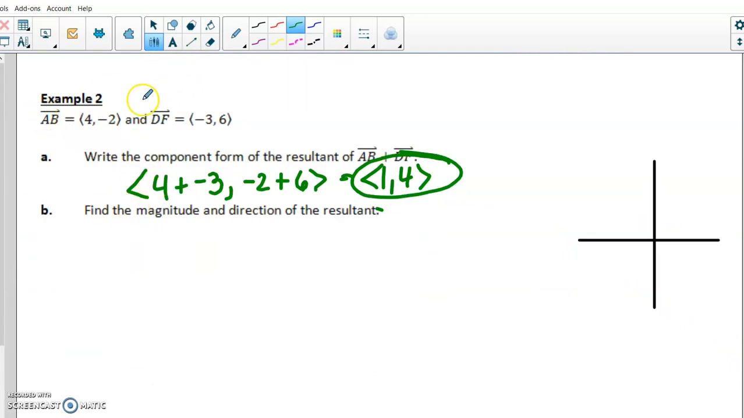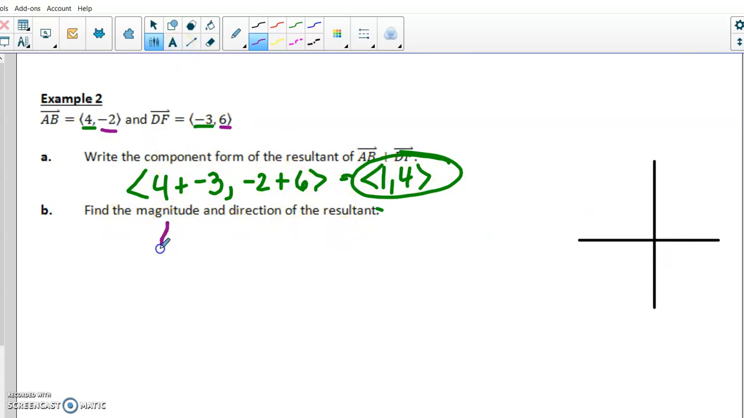All right, in the next example, it wants us to add, again, these vectors together. So you may want to pause this and look away from the screen and try this on your own. It's very similar to our first example. You're going to add your horizontal components together first, then add your vertical components together, the -2 plus 6. After you do that, 4 plus -3 is 1, -2 plus 6 is 4.